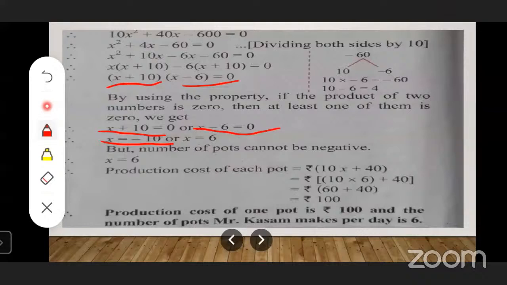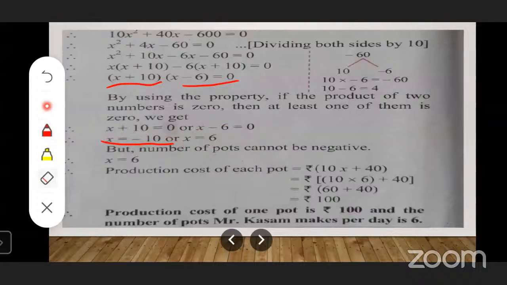Right. So what are we finding out? Number of pots. Number of pots cannot be negative. Right, this is an unacceptable value. Which unacceptable value? The negative value. A number cannot be negative. So what we are taking as the correct value is x is equal to 6.